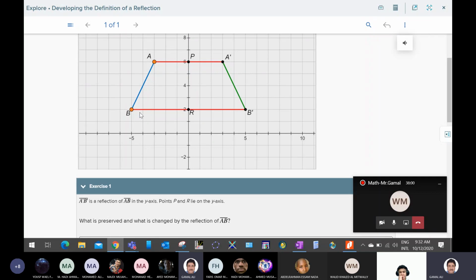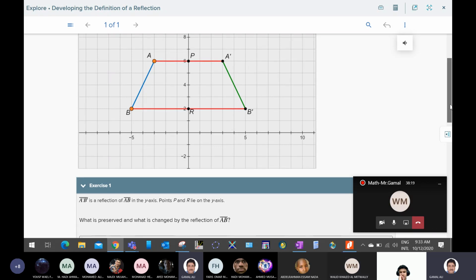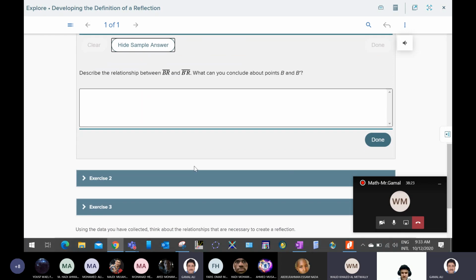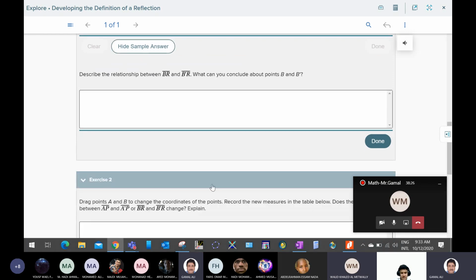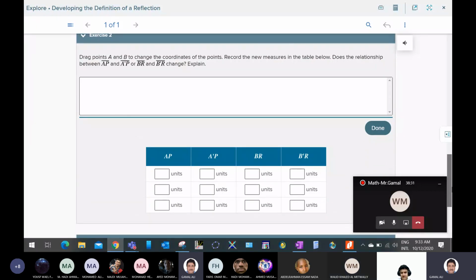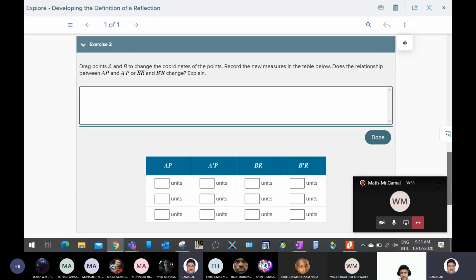Like B and B dash. How many units from B to the y-axis? 1, 2, 3, 4, 5. And how many units from B dash to the y-axis? 1, 2, 3, 4, 5. The same distance or not? Yes. So we can say B and B dash are equidistant. Equidistant means they are at the same distance from the y-axis. And they are the same length, AB and A dash B dash. Okay, guys.